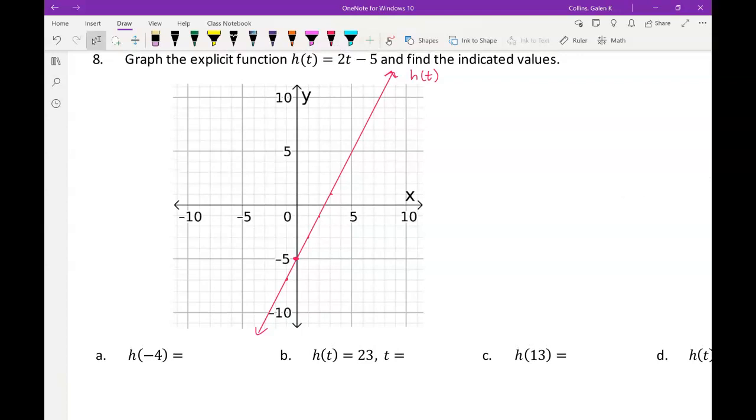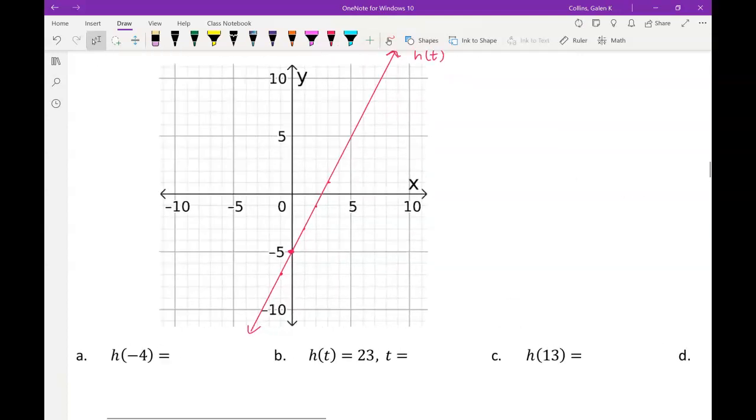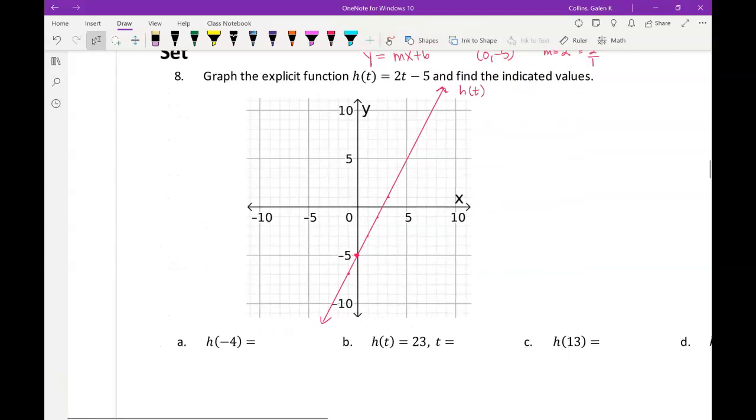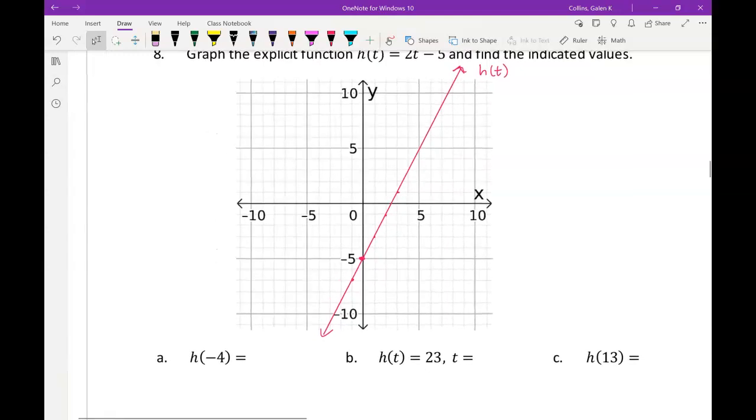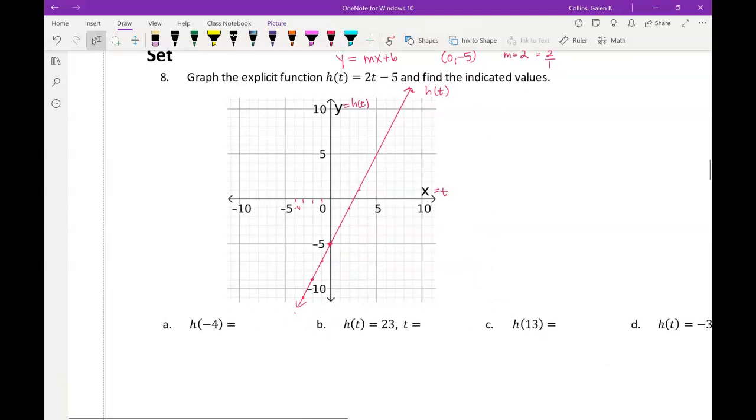So we could use our graph to help us. We could also, though, plug these things into our function. So for example, when I'm finding h of negative 4, remember that's when t, which is on our x-axis, is negative 4. So if I'm looking at my x-axis, I go out negative 1, 2, 3, 4, and it looks like it's just off the graph. And also, I'm noticing my points got a little questionable right here. So I know it's a negative number. I think it's probably negative 13, but let's check by just evaluating the function h.